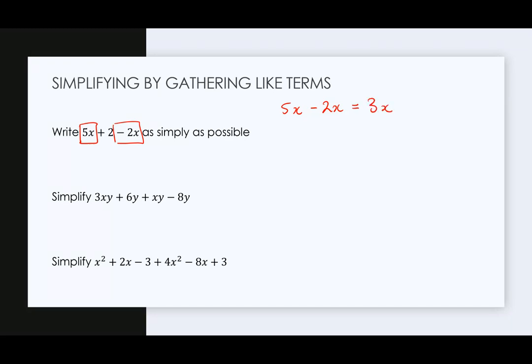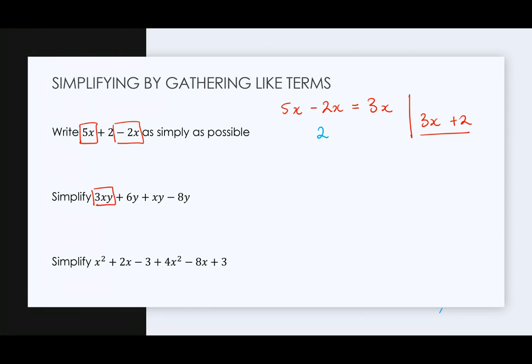Now our remaining term of positive 2 can't actually be combined with the other ones because it is an unlike term. It has a different combination of variables and powers. So this one is just 2 and can't be combined with anything else. So our final answer is just going to be a combination of those 2, which will be 3x plus 2. That can't be made any more simple because those 2 remaining terms are unlike terms. So we're done.